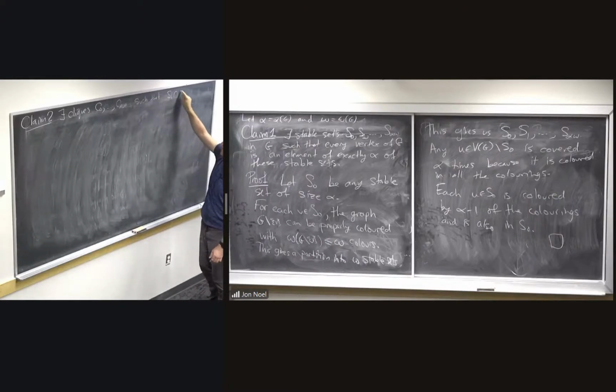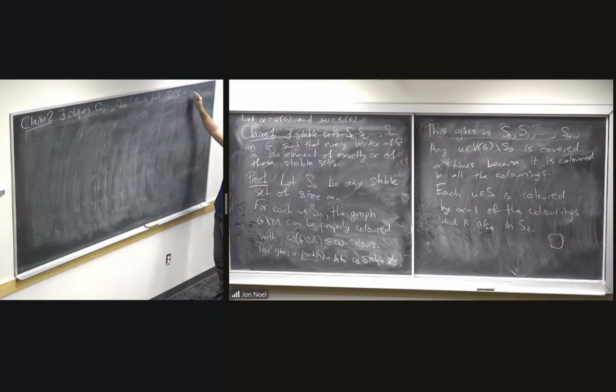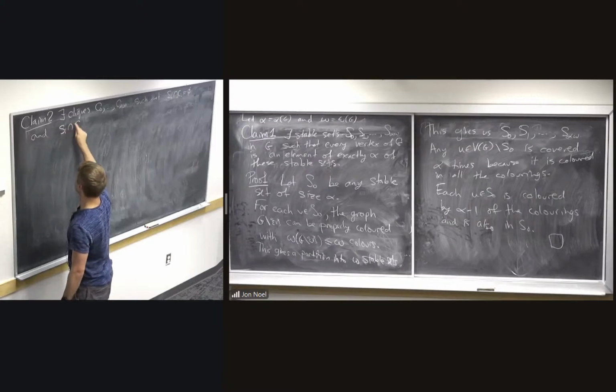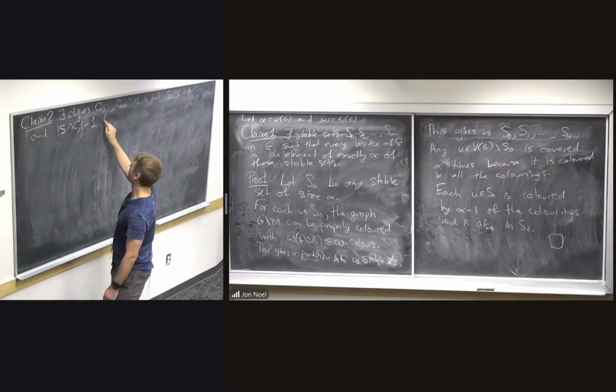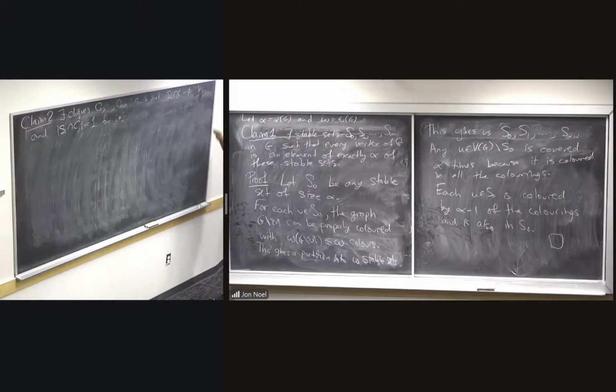S_I intersect C_I is, well, maybe I need to say more. Well, okay, I can say this at the end. So anyway, S_I intersect C_I is empty for all I. And S_I intersect C_J has size 1 for I not equal to J. So this is for all I and for all I not equal to J.